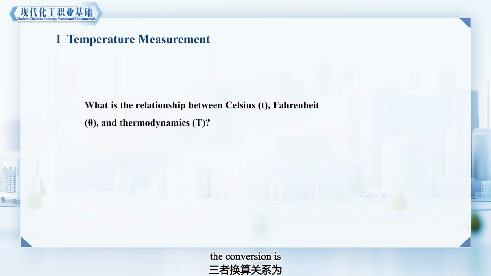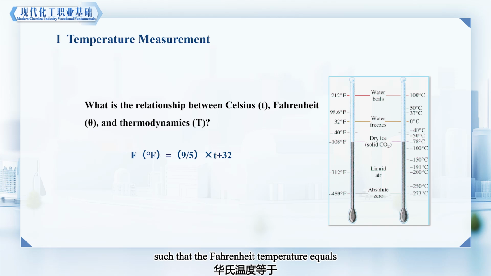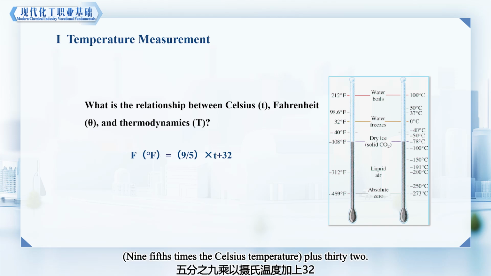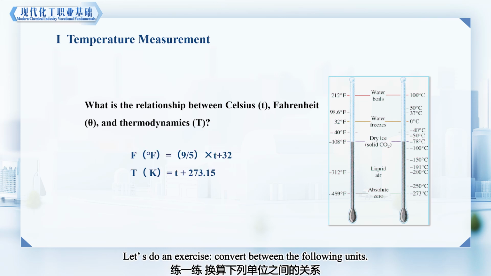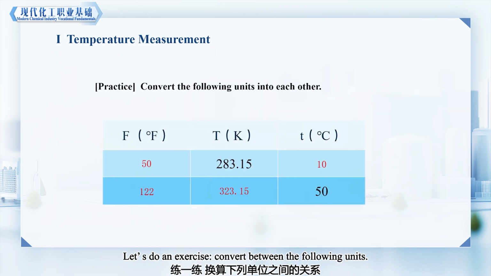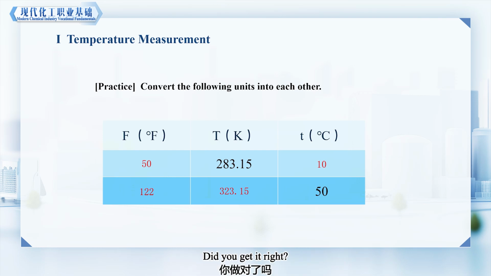The conversion is such that the Fahrenheit temperature equals 9/5 times the Celsius temperature, plus 32. The Kelvin temperature equals the Celsius temperature, plus 273.15. For example, water at standard atmospheric pressure freezes at 0 degrees Celsius, which converts to 32 degrees Fahrenheit and 273.15 K. Let's do an exercise. Convert between the following units. Did you get it right?